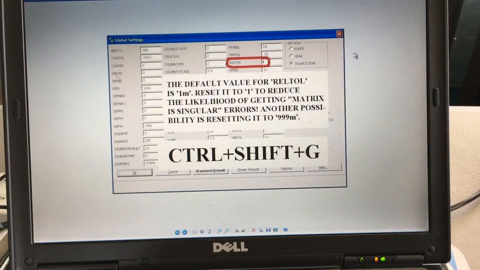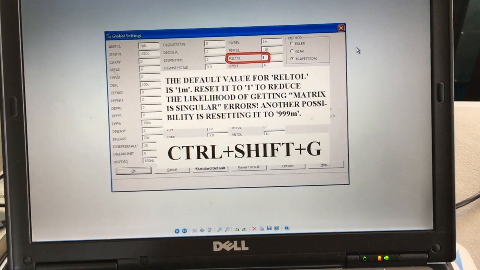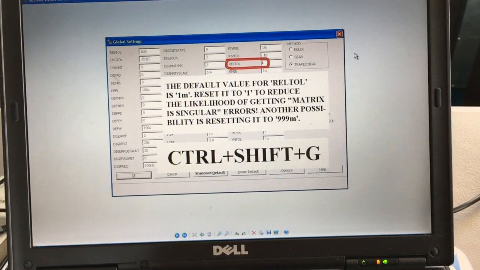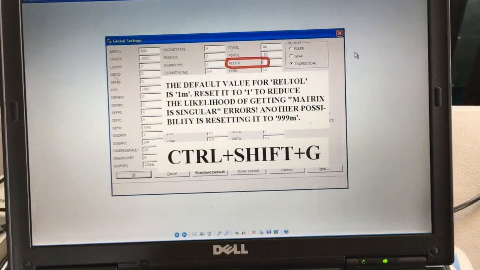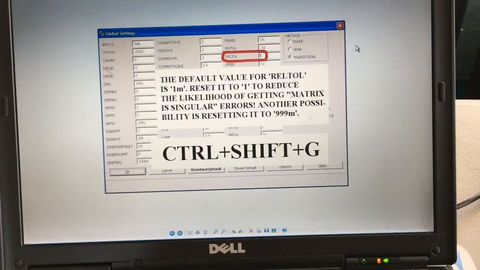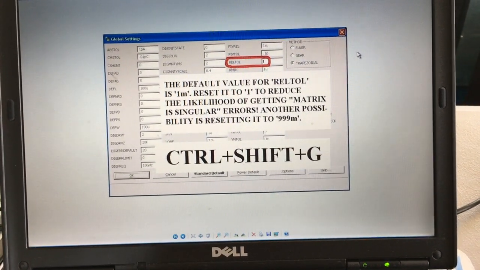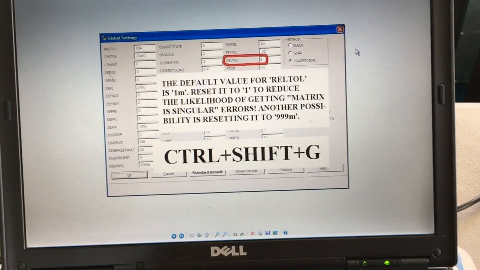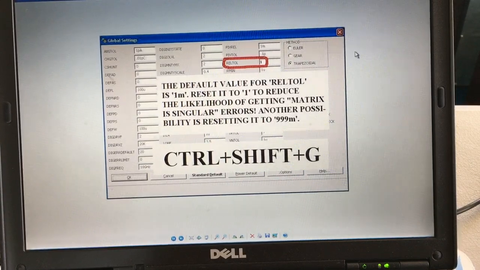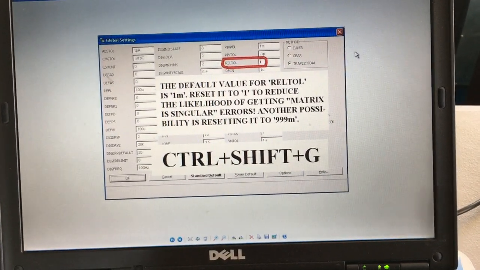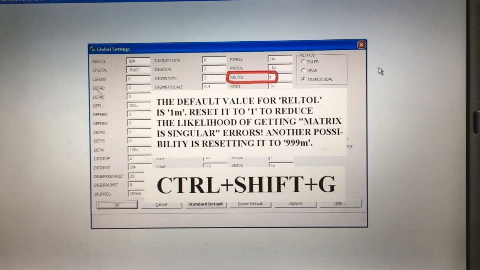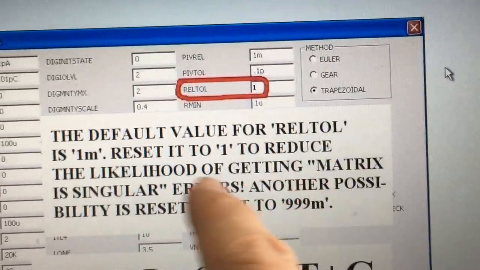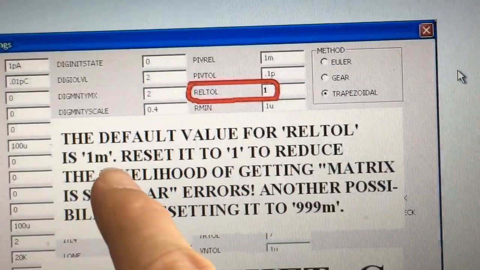I'm going to start off this video by first explaining that you have to make an adjustment in the Microcap electronic analog simulator by going into the global settings, which you can locate by depressing simultaneously three keys: the Control key, the Shift key, and the letter G key. And then you go into this value up here, and the default will be 1M, 1 milli.